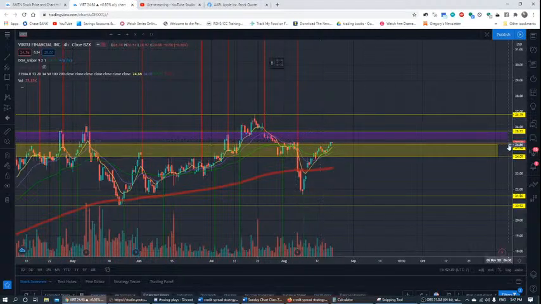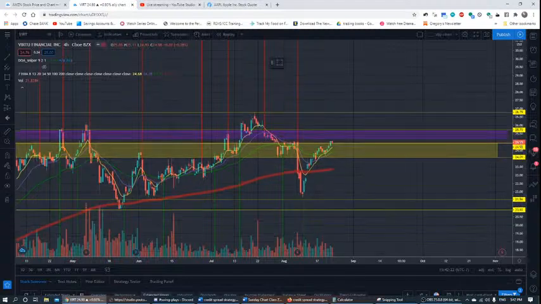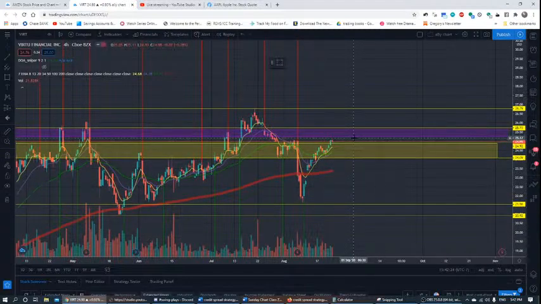So yeah, those are my profit targets. And anytime you can see a purple or red one, that's a clear sign that you could take profits here, or you can continue on with your position. Next one is MRNA.